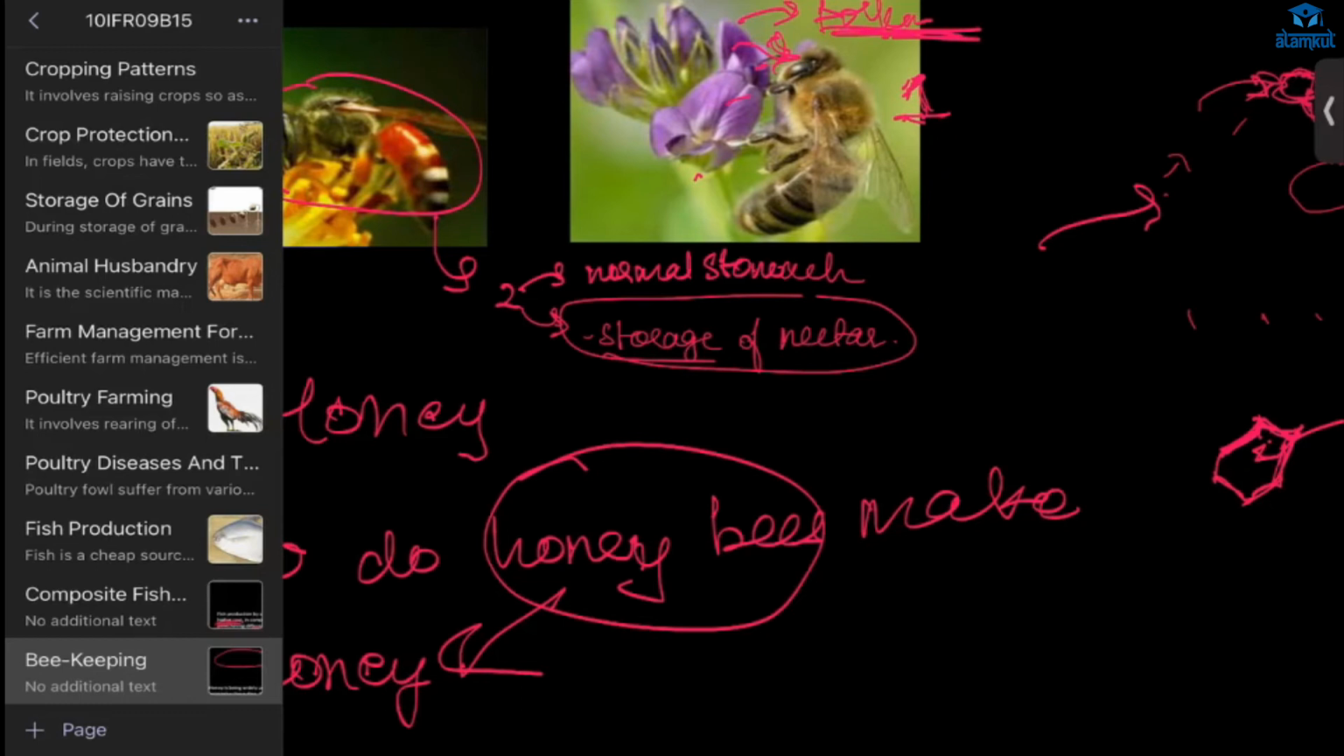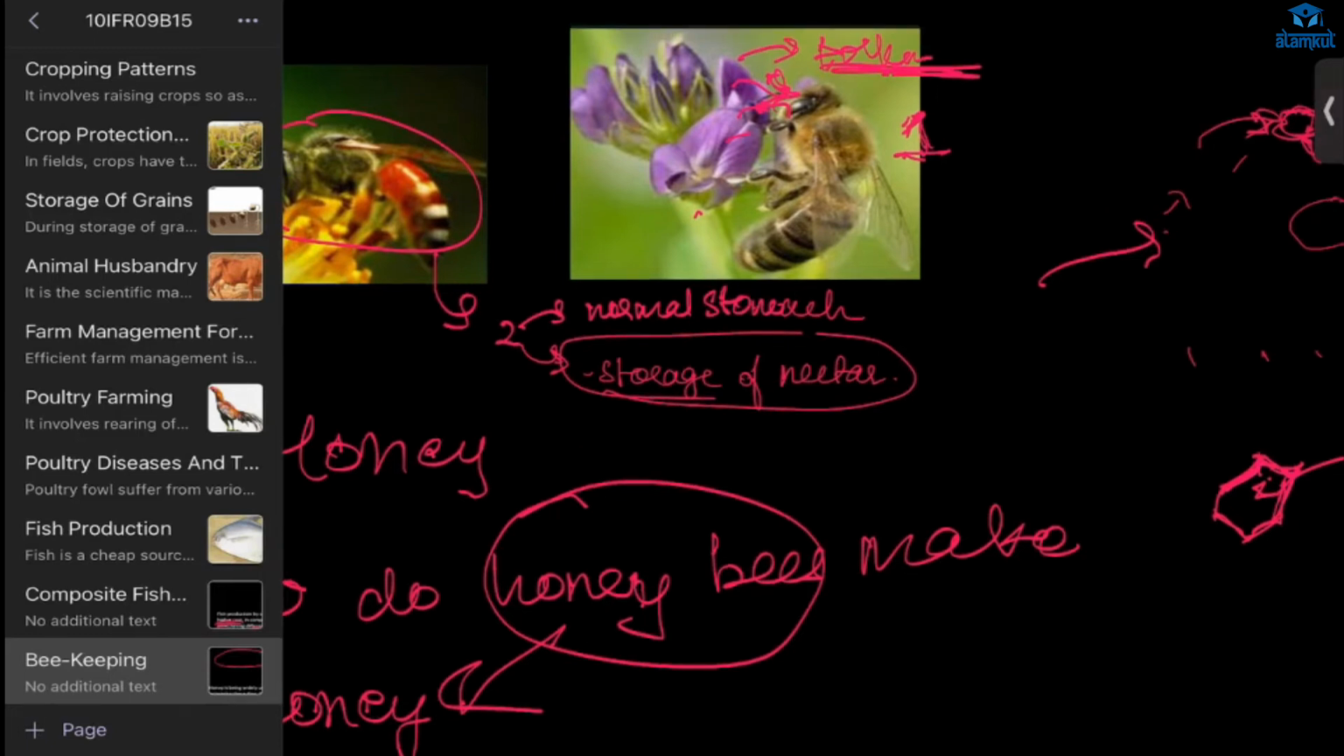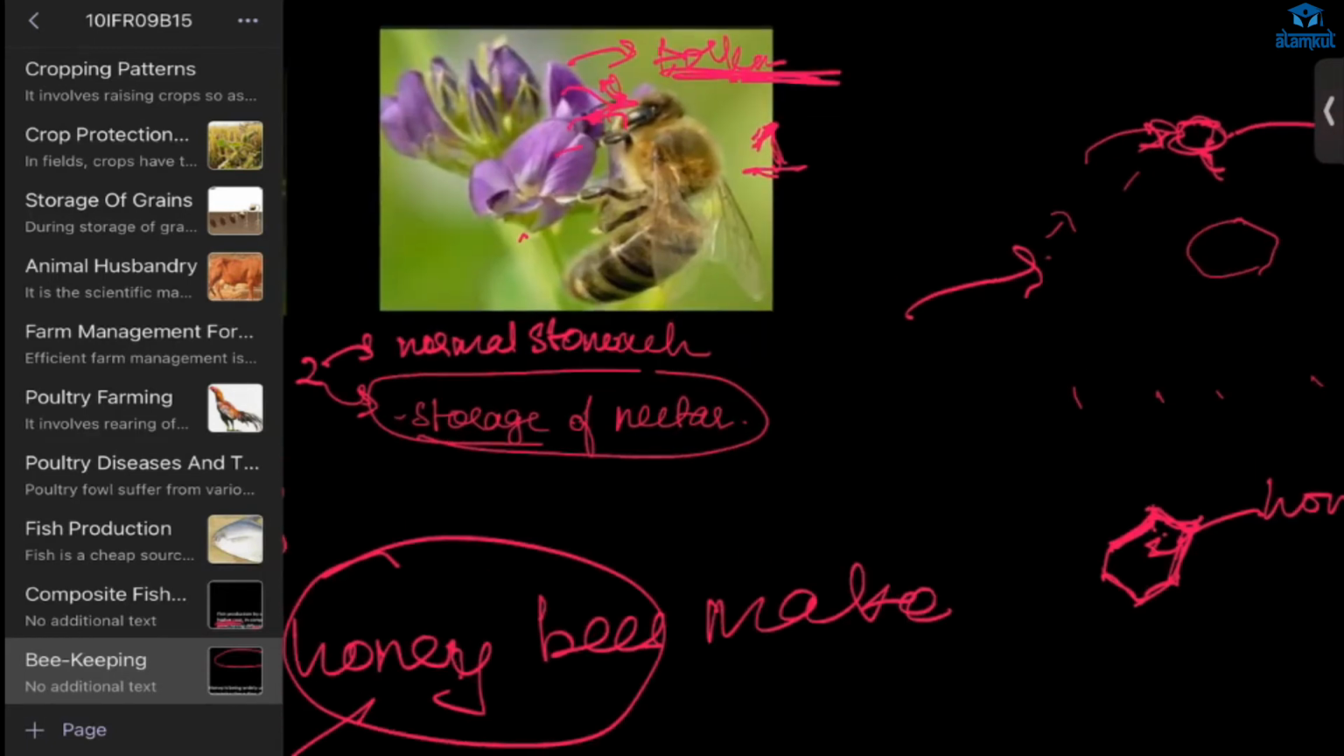For pollination. When bees travel from one flower to the next, it will help in the pollination, which will help in the reproduction of the flowering plant. Now this nectar, right, it sucks up nectar and it will store it in a special stomach. After that, it will give this stored nectar to the other bees.